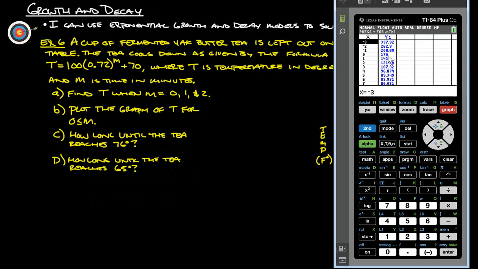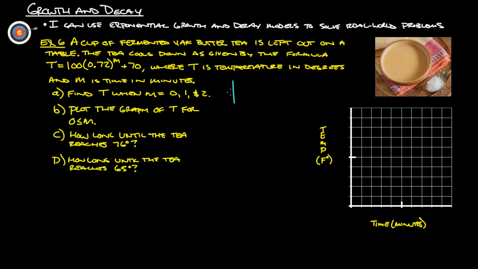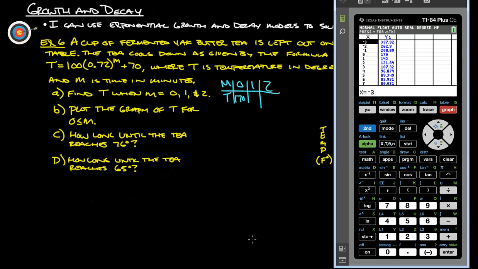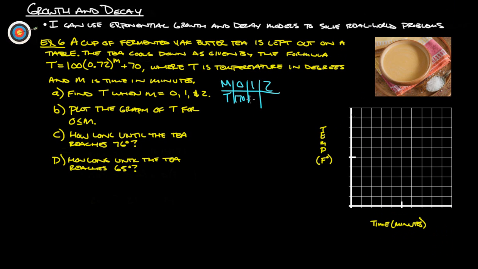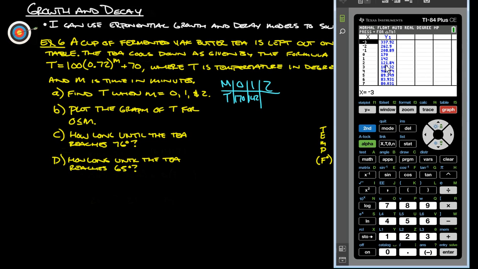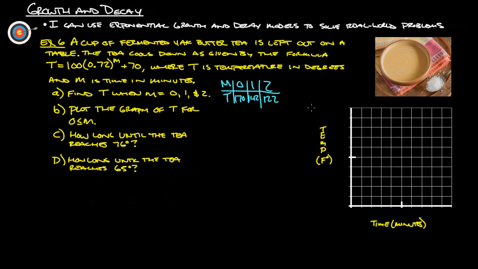At time 0, we're at 170 degrees, right? Because this turns into 1, so we have 100 plus 70 is 170 degrees. So we can even make ourselves a little chart here. The temperature, and then this is the minutes, right? 0, 1, and 2. So at 0, it's 170. At 1, we're at 142 degrees. So after a minute, it's cooled down to 142 degrees. And then after 2 minutes, it's cooled down to 122, let's call it. 122 degrees.